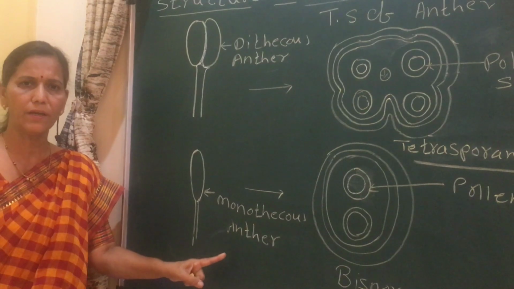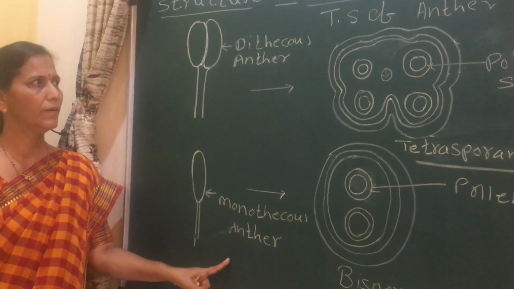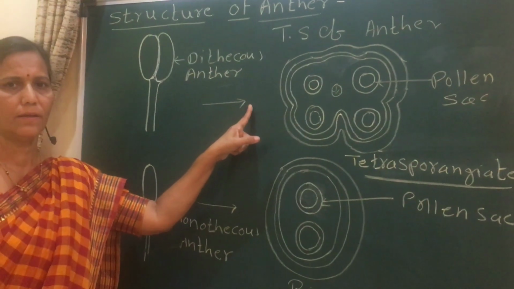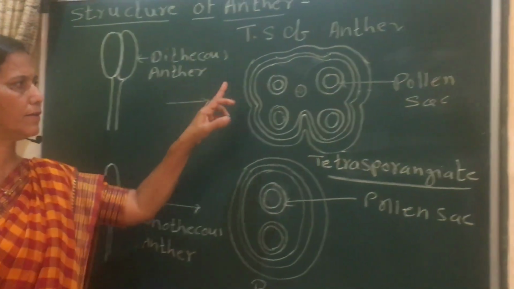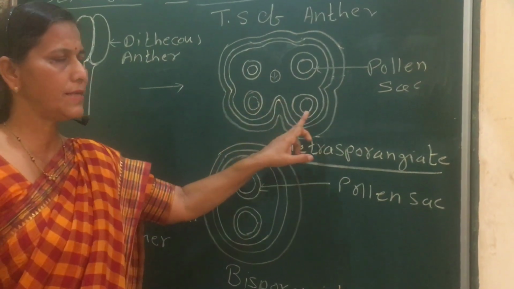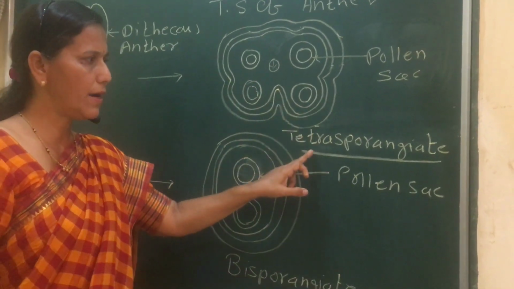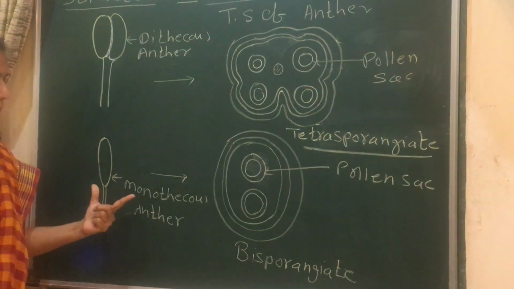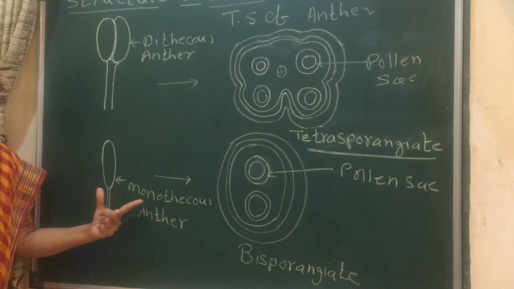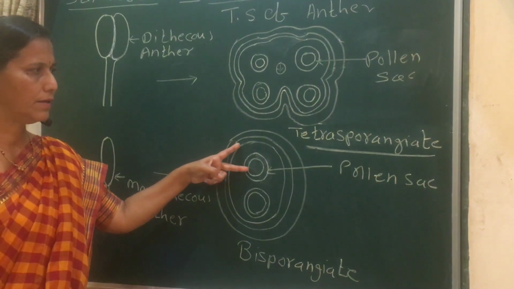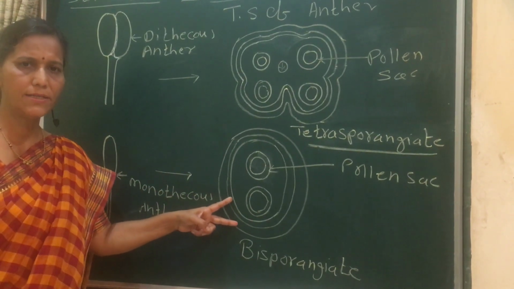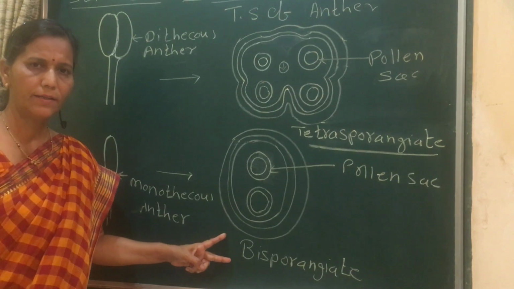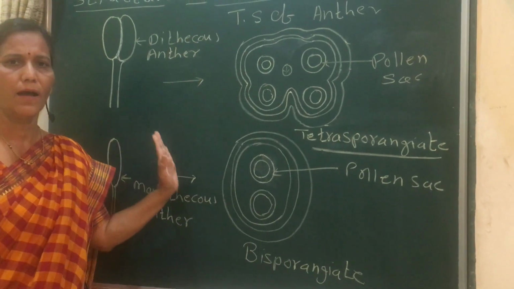called monothecous anther. Then we will see the T.S. of this diathecous anther. This diathecous anther shows 4 pollen sacs, hence it is called tetrasporangiate. While monothecous anther consists of 2 pollen sacs, hence it is called bisporangiate. This is the structure of anther.